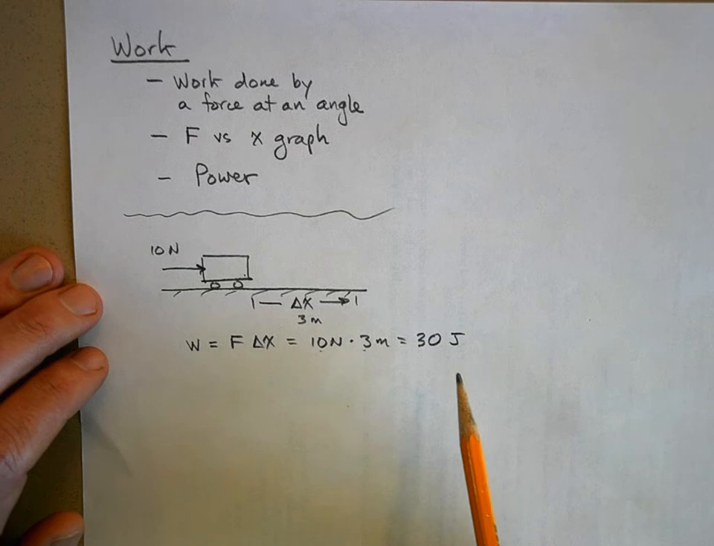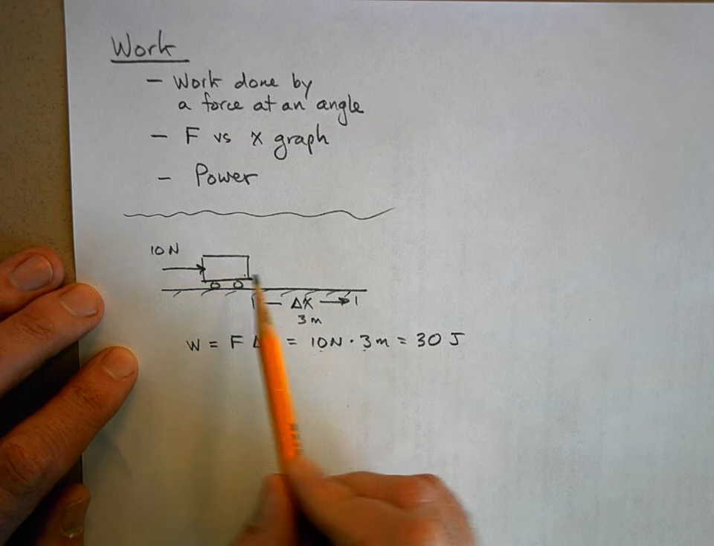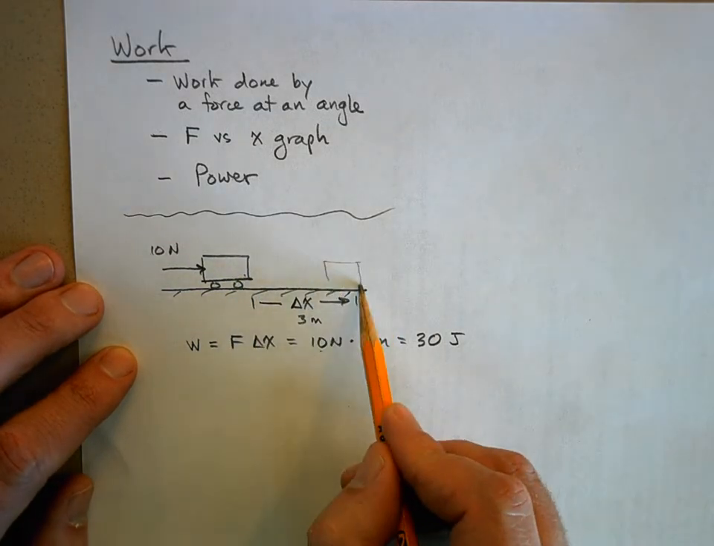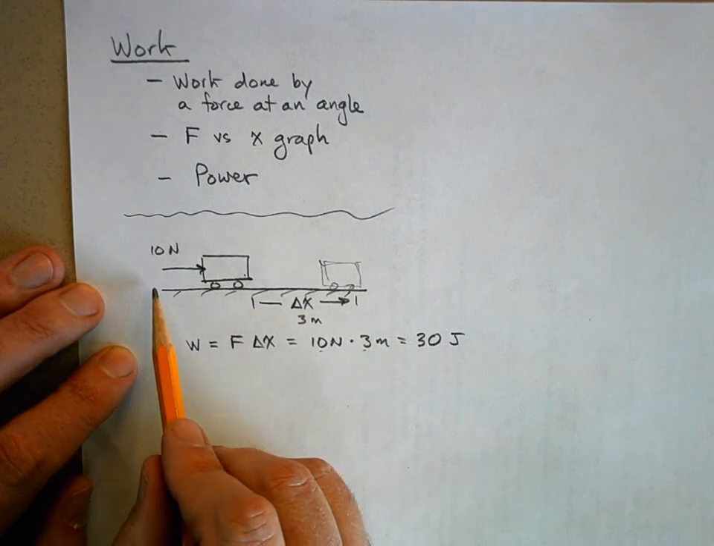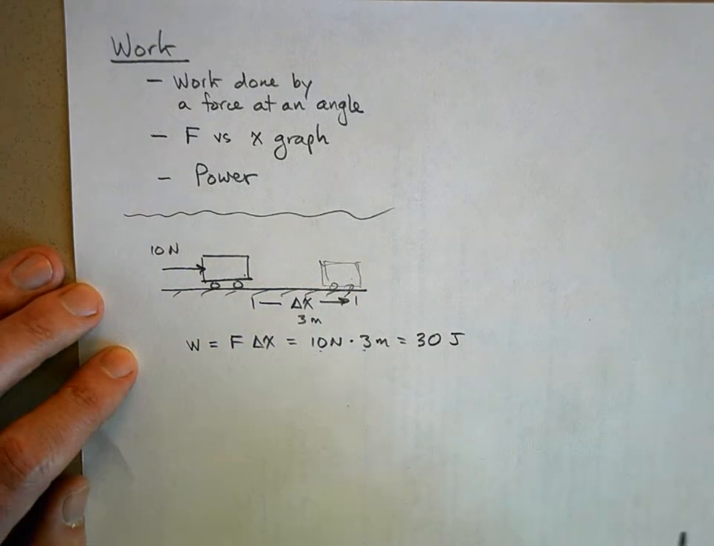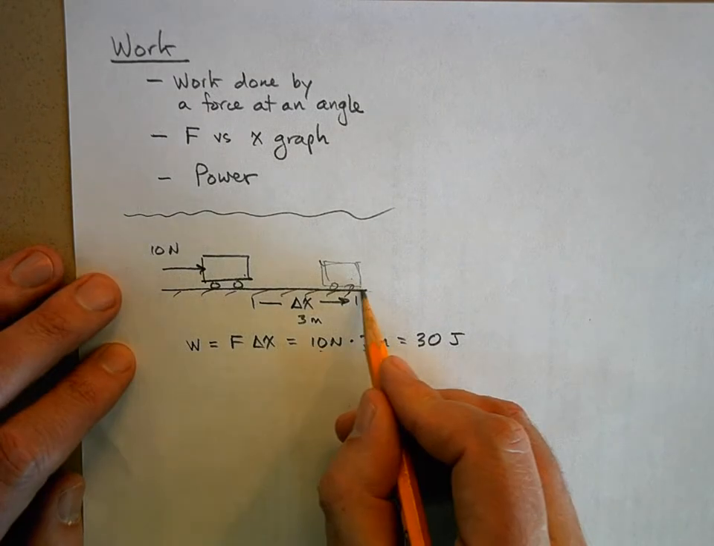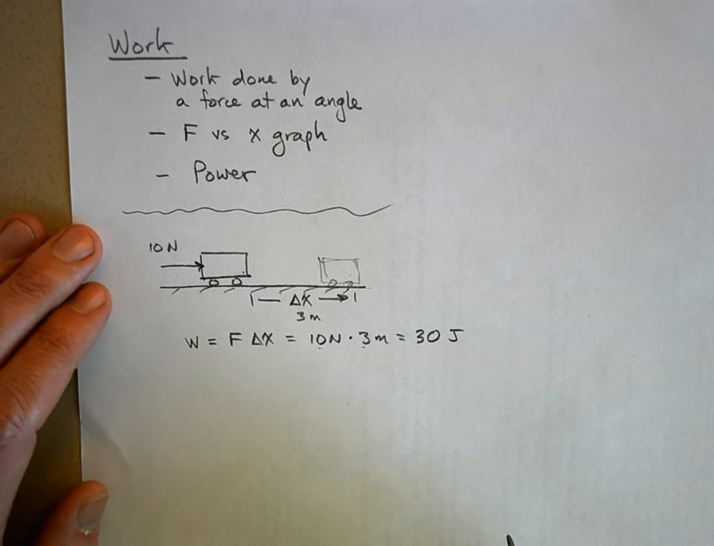Now that 30 joules of work is going to result in kinetic energy. Let's say this thing started from rest, and so it was moving when it got here. So all that energy that you put into it, all the work you did, transferred energy out of your body and put it into the kinetic energy, the motion of the crate. Okay? And however fast it's going depends on its mass.